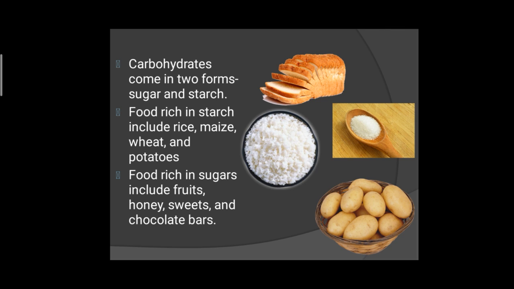So carbohydrate comes in two forms: sugar and starch. The foods rich in starch are rice, maize, potato. The foods rich in sugars contain honey, sweets, chocolate bars, etc. Do you understand? Okay, we move on to the next one.